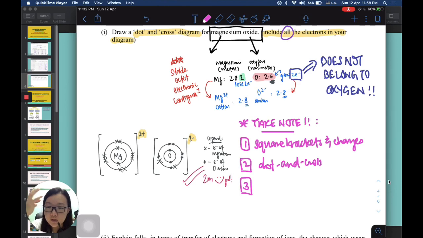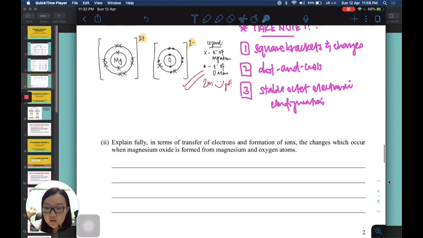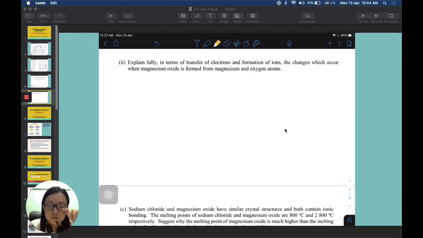Third point. Some students have no issues with 1 and 2, they are fine. But for number 3, they forget that your ions are stable already. They already have the stable octet electronic configuration. So you have to make sure that your valence shell has 8 electrons. Just count, make sure that you don't make any careless mistakes. That's what I'm trying to say. Alright, we will look at part 2.